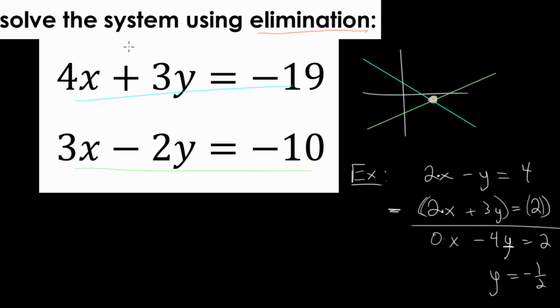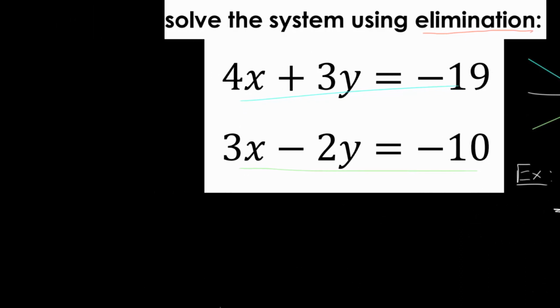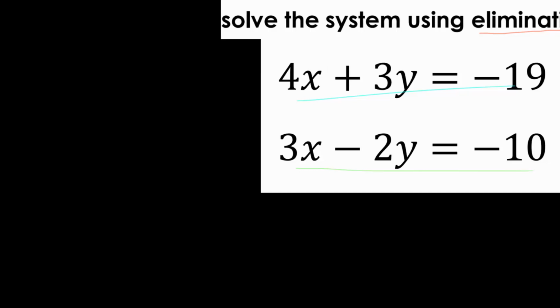And with this problem, like I mentioned, it's a little bit trickier than this. We can notice that the coefficients on x are different and the coefficients on y are different. So we first need to manipulate each equation so that we can get either the coefficients on x to be the same or the coefficients on y to be the same. And either way works, but you might have a preference.